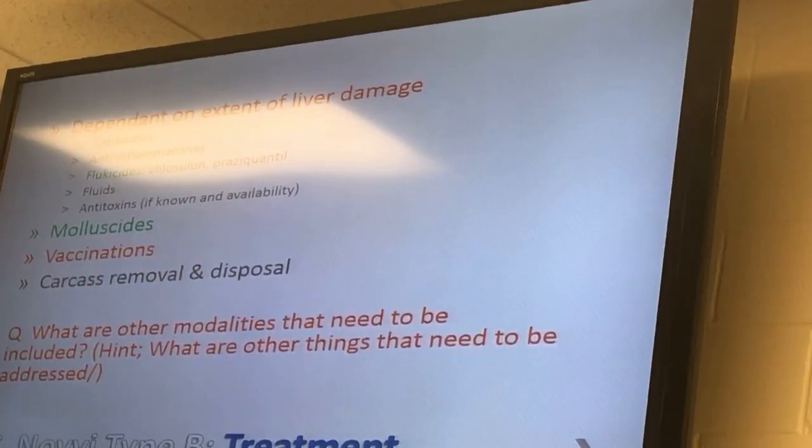The owner may not take the option of treating the pig. But in cattle or small ruminants, where you can get an IV catheter in, that's the best way to go. Hit them hard and aggressively.